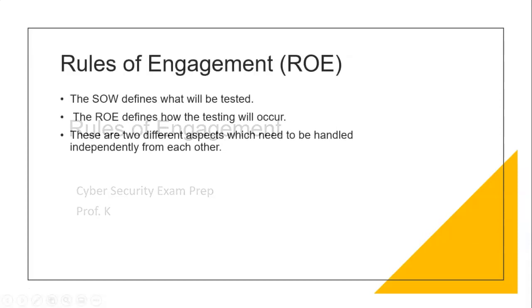So again, the rules of engagement, and how does it differ from a statement of work? The statement of work defines what will be tested. The ROE defines how that testing will occur. There are two different aspects which need to be handled independently from each other. So make sure you understand the difference.